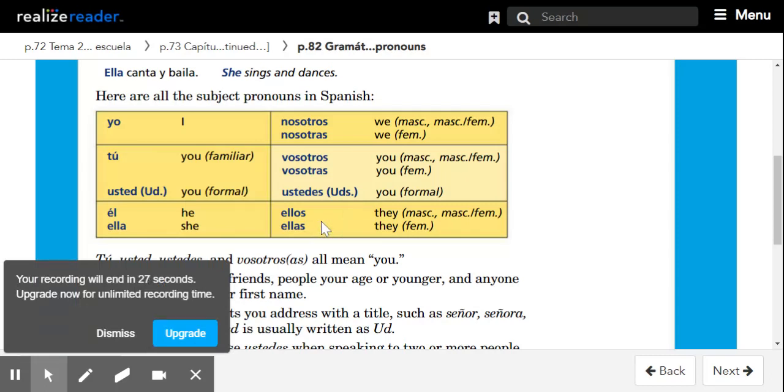Ellos and ellas, they and they again. Ellos, they, is if it's a group of males. And ellas is they feminine, just a group of girls. If you're talking about they and it's a group of both, then you will use the masculine ellos.